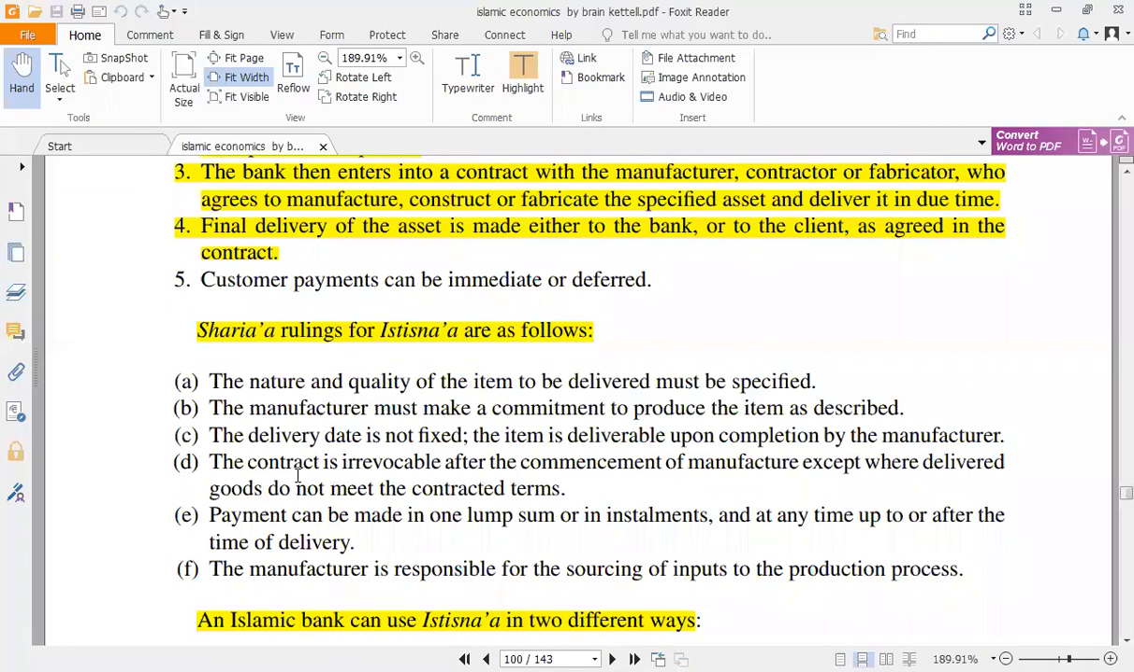Here, payment can be lump sum, can be installment. Okay, it depends upon the contract. Lump sum में भी पेमेंट हो सकती है, इंस्टॉलमेंट भी पेमेंट हो सकती है.